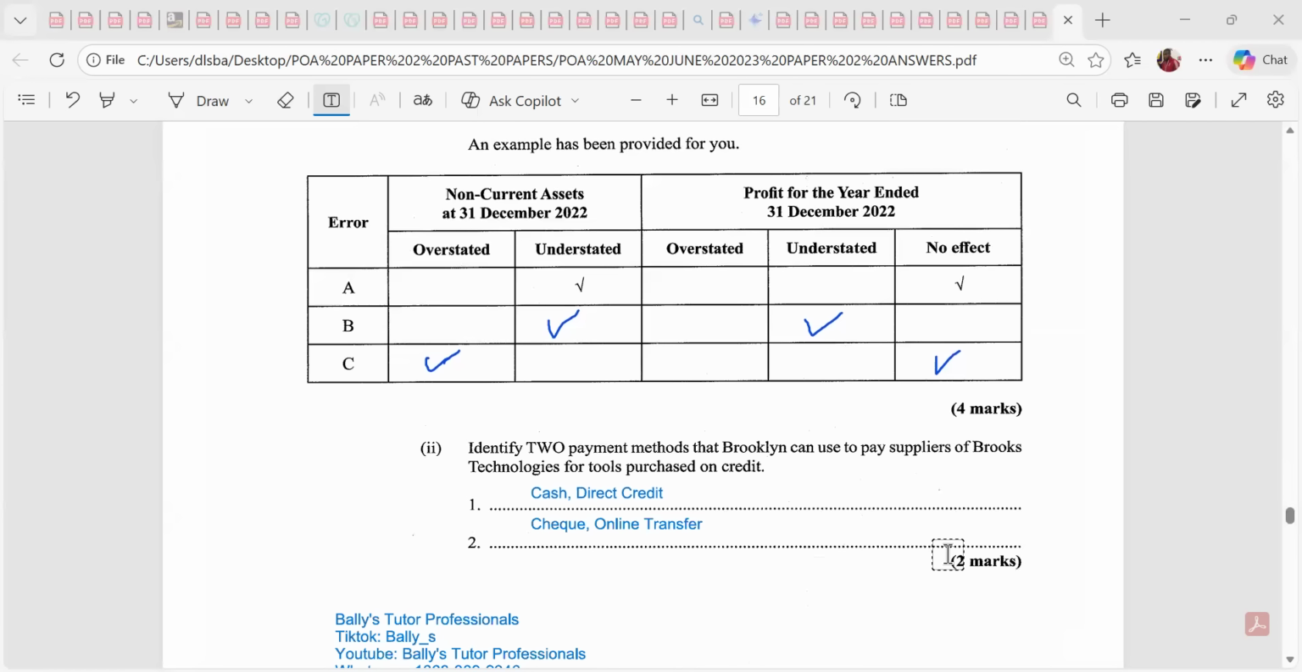Then they said, identify two payment methods that Brooklyn can use to pay suppliers. They could pay cash. They could do a bank transfer. They could use checks. They could use digital wallets, whatever they want to use. Debit card, credit card.